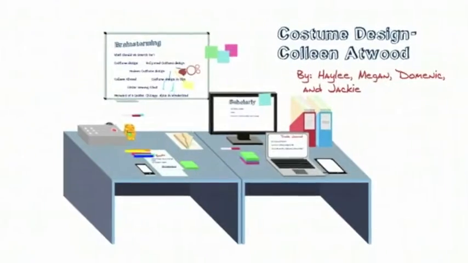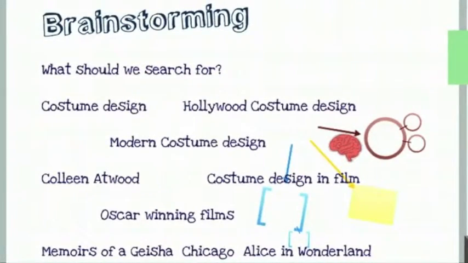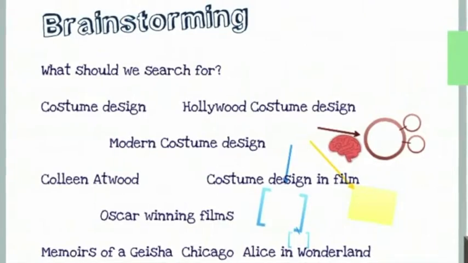To begin, we started brainstorming. We started thinking about what we already knew about costume design and Colleen Atwood, so we constructed a list of keywords that we could use to begin our research. Some of these keywords include costume design, Hollywood costume design, modern costume design, Colleen Atwood, costume design in film, Oscar-winning films such as Memoirs of a Geisha, Chicago, and Alice in Wonderland.